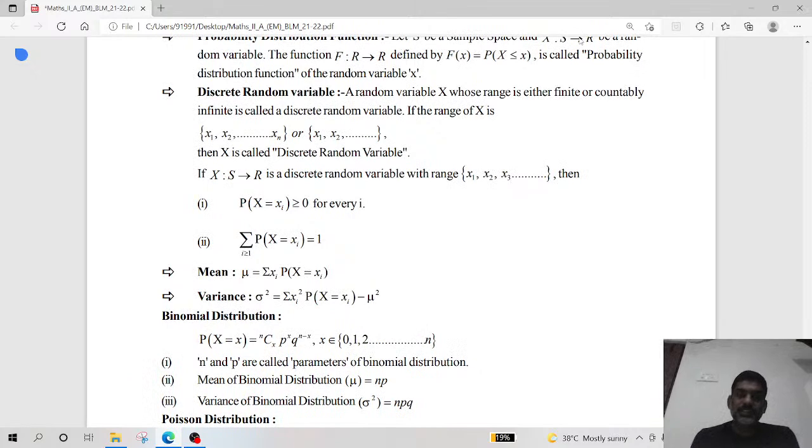Next, X from S to R is a discrete random variable with a range as a finite set. Then P of X equals xi is greater than or equal to 0 for every i, and summation over i greater than or equal to 1 of P of X equals xi is 1. Here the formulas for mean and variance are given. Mean is summation of xi times P of X equals xi, and variance sigma square is summation of (xi minus mu) square times P of X equals xi. What is mu here? Mu is the mean.